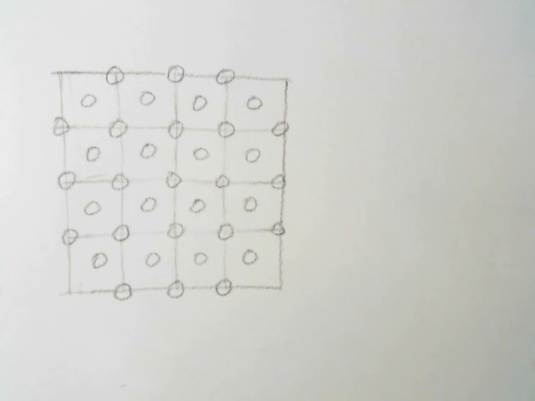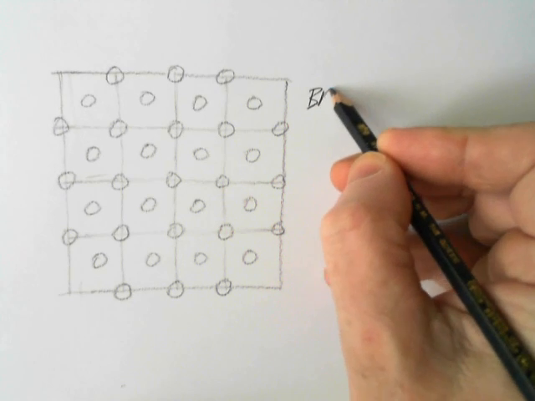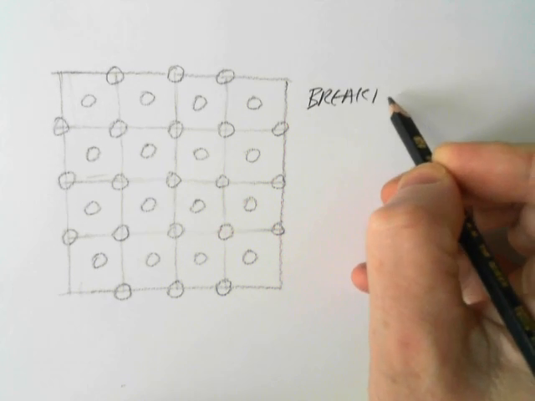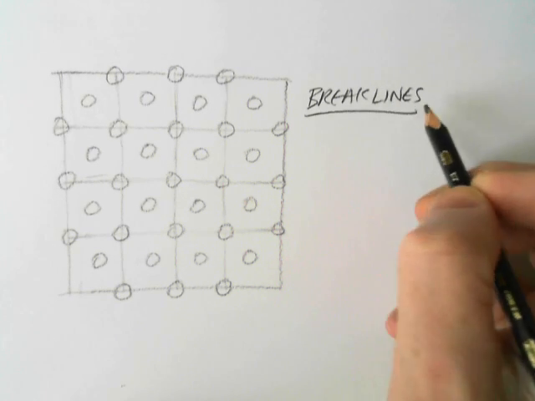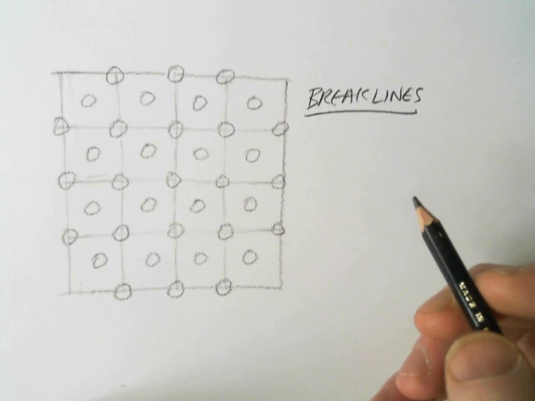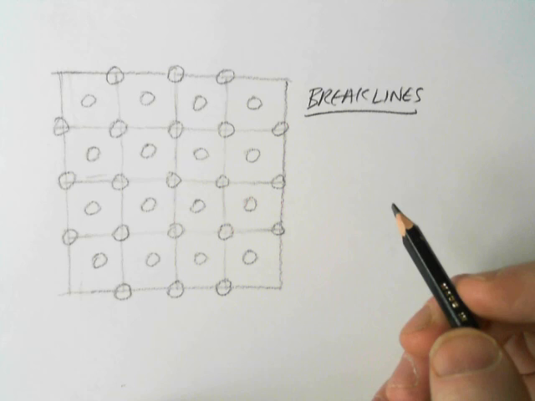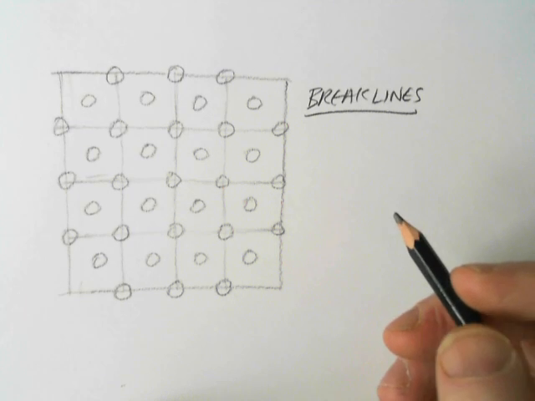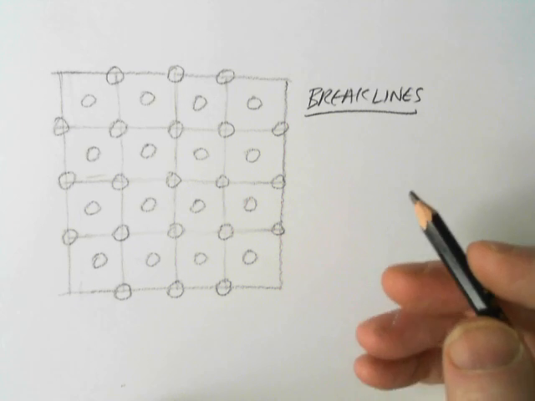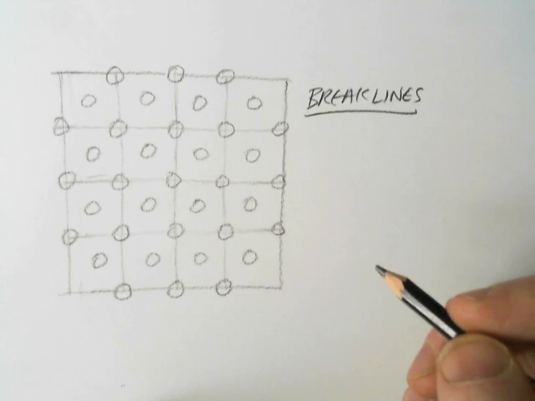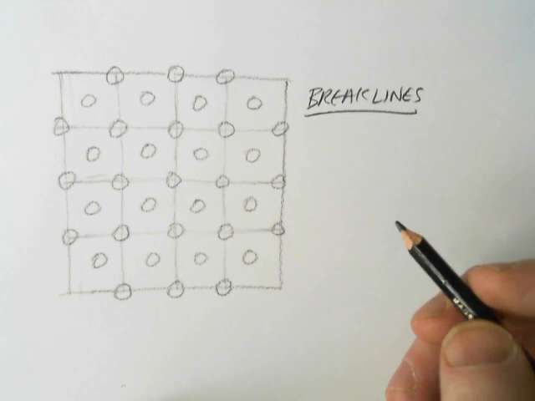Now what we're going to think about is what are called break lines. Break lines deflect the pattern into a different direction. So we put a line in, and then the pattern cannot cross that line. You can produce some very beautiful things with break lines.